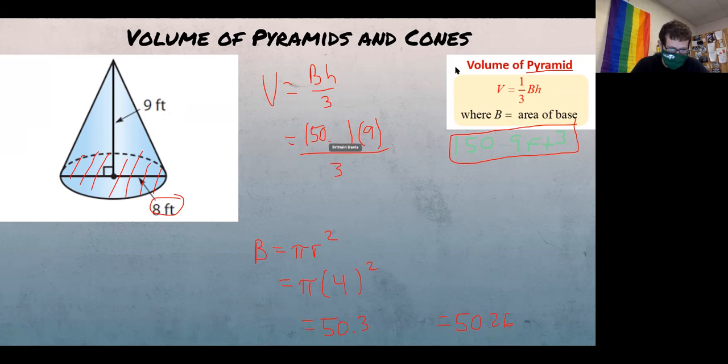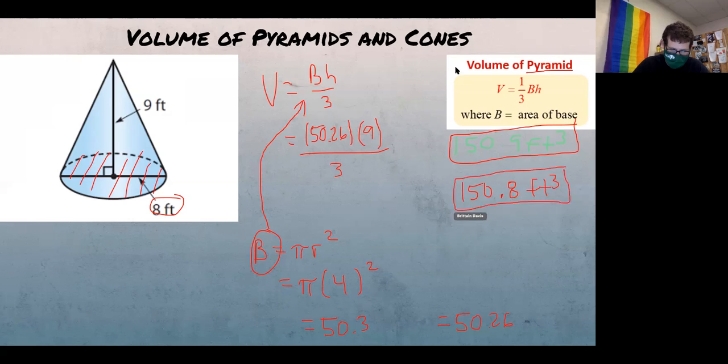So I'm going to plug that in. Because that was the area of the base, that gets plugged in right there, 50.26. When I multiply this out, 50.26 times 9 divided by 3, I will get 150.8 cubic feet. Now, if you round it at the beginning, in the first step, if you round it out to 50.3, you're going to get 150.9. And is it a big difference between 150.8 and 150.9? No, not really. 150.8 is the more accurate answer.